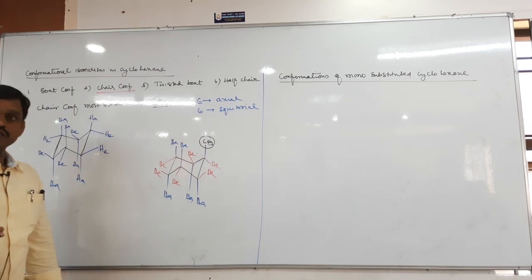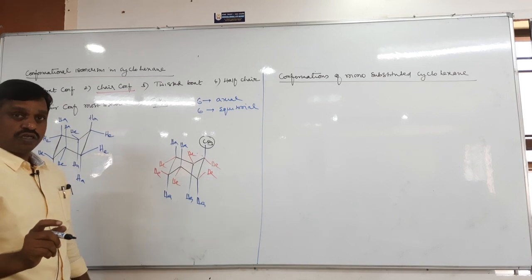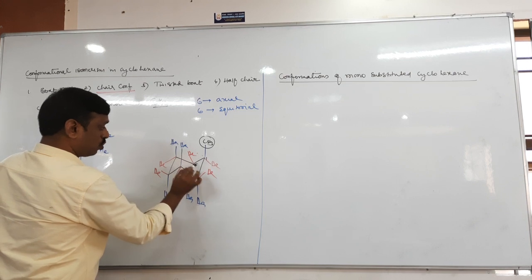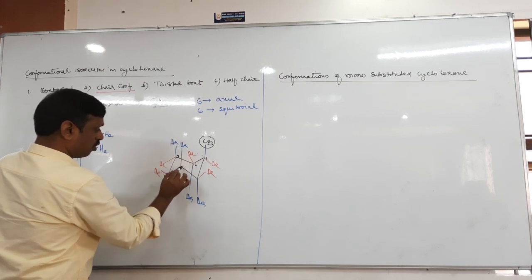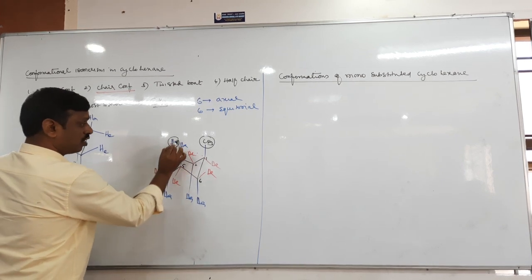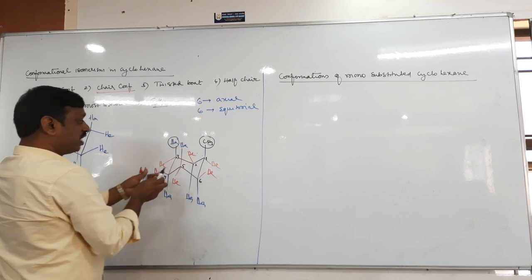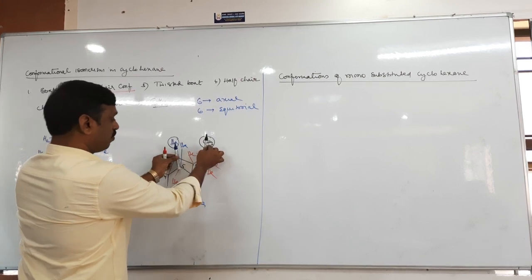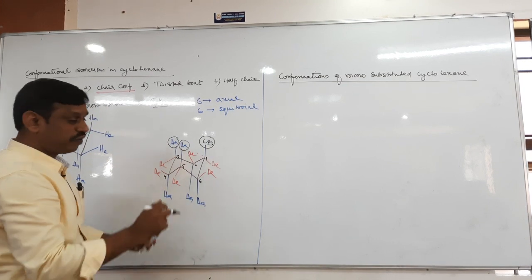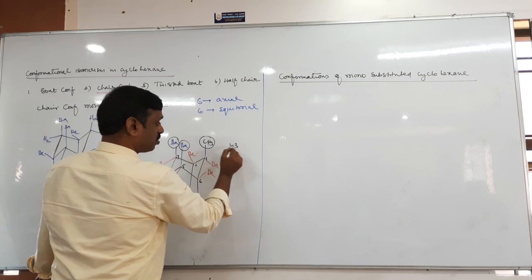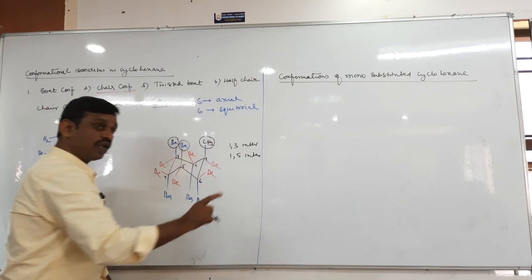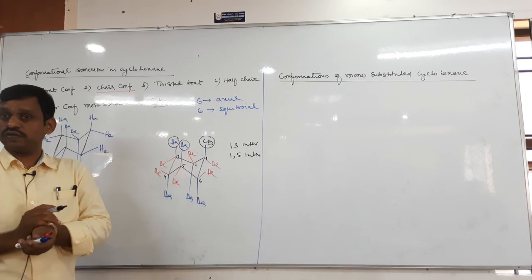Okay. If the substituent is present at any axial position, which axial positions does it interact with? Take positions 1, 2, 3, 4, 5, 6. This is called 1 and 3. The 1 and 3 axial positions come closer, and even 1 and 5. So there are two types of interaction: a 1,3 interaction and a 1,5 interaction will be there when the substituent is present at an axial position.